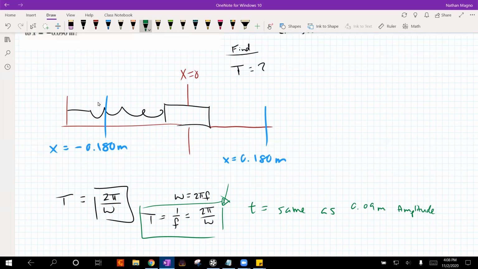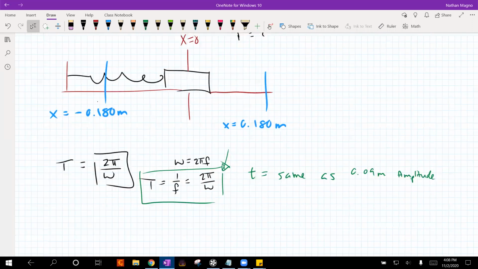Yeah. So I think the point they were trying to make is that the period is not dependent on the amplitude in simple harmonic motion without friction and without air resistance and all that. Does that sort of answer your question? I hope. Yeah, it makes sense now. Okay, sweet.